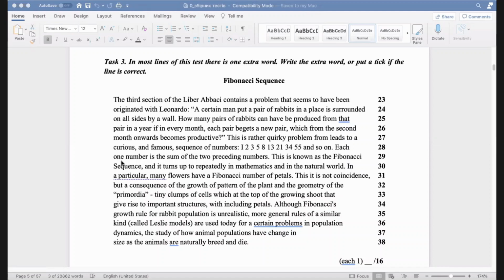The before the sum, in the sum. No, it's okay. Maybe there isn't an extra word here. Each one number. Look, we can say either each one or each number. But each one number is impossible to use. So if we use one, we use it instead of a noun. Instead, but not altogether. Okay.